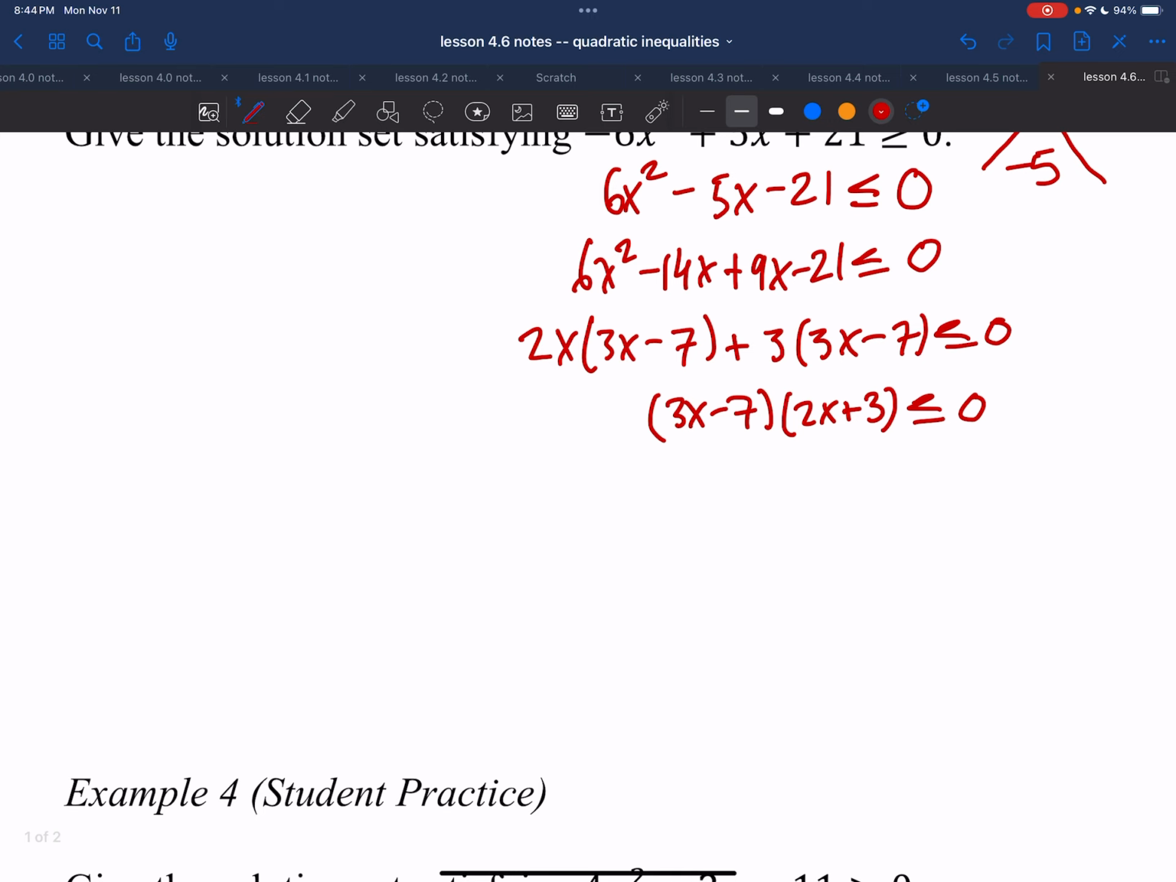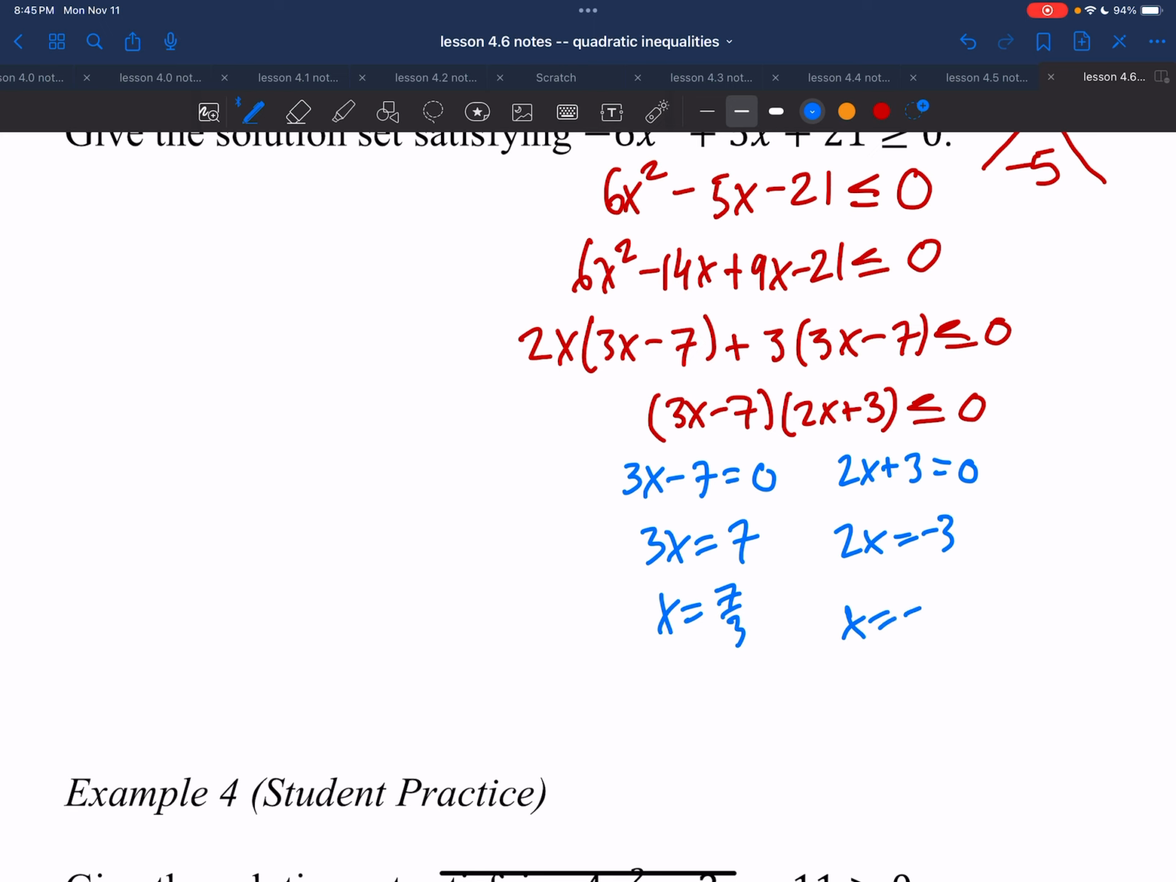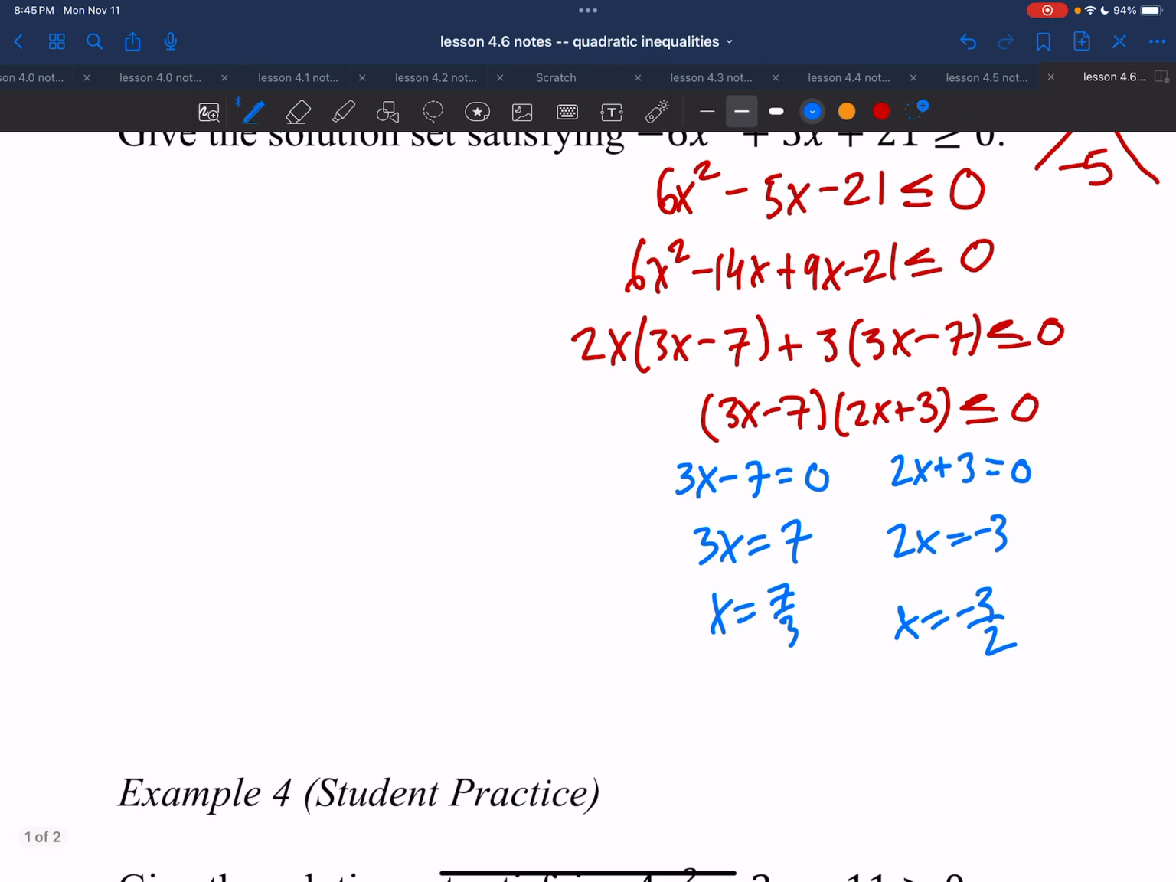What are my roots? Well, the roots are what make it 0. Remember how earlier I said don't just flip the signs? Are you going to say 7 and negative 3? It's a no. What does x need to be to make those factors 0? Set them equal to 0, and then solve for x. So I'm going to get 7/3, and then I'm also going to get -3/2. Let's make my little number line. Here's -3/2, and here's 7/3.